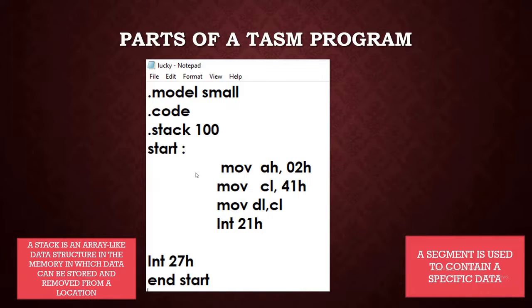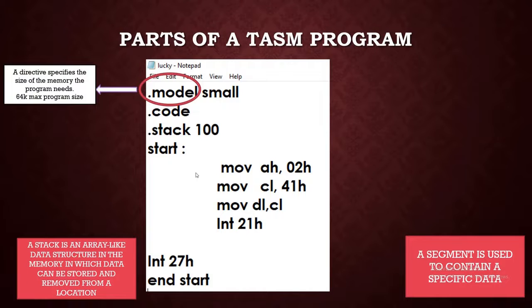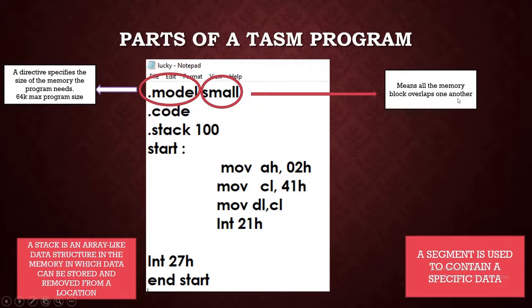The parts that I included here are those parts that I already translated for us to understand it better. I just use simpler terms for it. So here the .model is a directive that specifies the size of the memory the program needs. The maximum program size that we need is 64K. And the small means all the memory block overlaps one another. So that is the function of the model and the small.